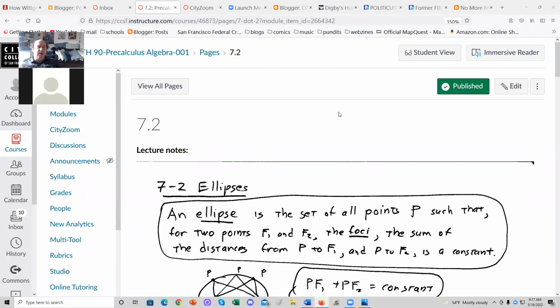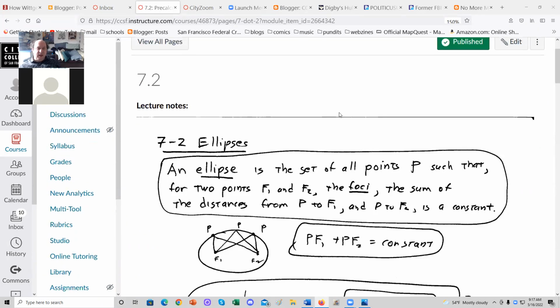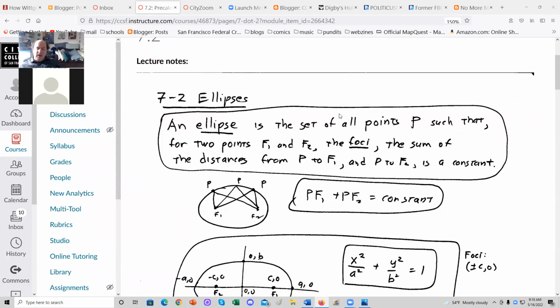All right, now we talk about ellipses. An ellipse, geometrically, is this: you start with 2 points, F1 and F2, called the foci, plural of focus. That's Latin for you. And we want all the points P such that the distance between these two adds to a constant. F1P plus F2P equals a constant. Same constant for this, and for this, and for this.